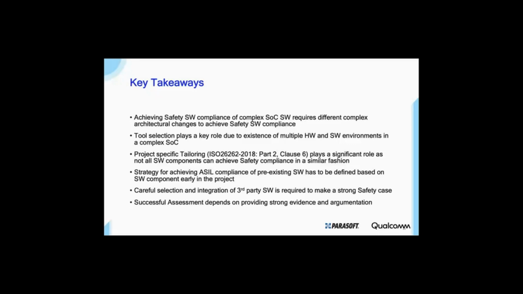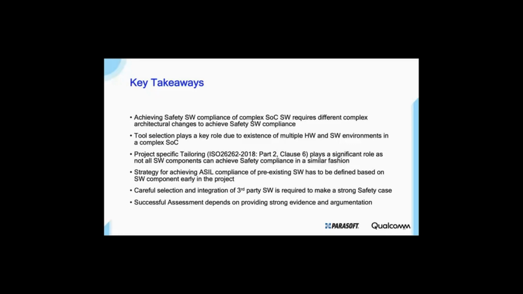Then tool selection plays a very key role. Having the right tool goes a long way, not only in being able to meet all our goals, but to be able to show to the assessor that we did meet all the goals. Documentation and proof that we did is very important. Project-specific tailoring is also key, because SOC has multiple components which come from everywhere, from within your company, from third-party companies, some QM, some ASIL, some SEooC, and it's very important to have project-specific tailoring. You can't apply the same scale to all the various software components.